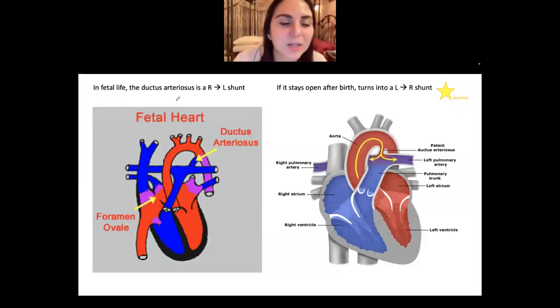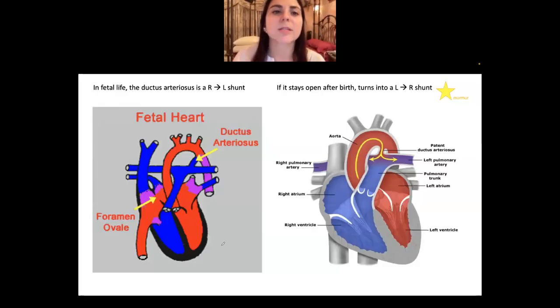Okay, and then the ductus arteriosus. For PDA, that's a continuous murmur. In fetal life, I don't know if we've talked about this briefly, but you should know fetal circulation. For this exam, you should review that. There are three shunts in the fetal heart. This is one of them, the ductus arteriosus.